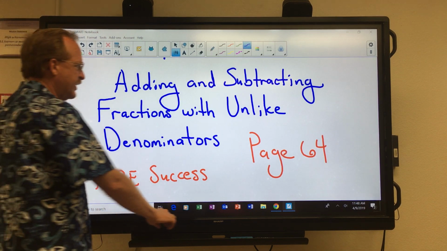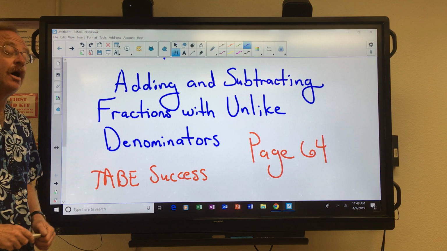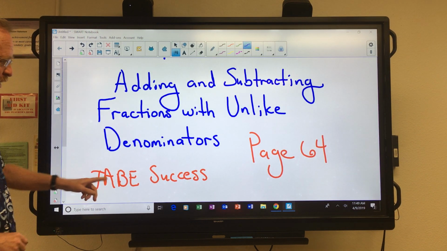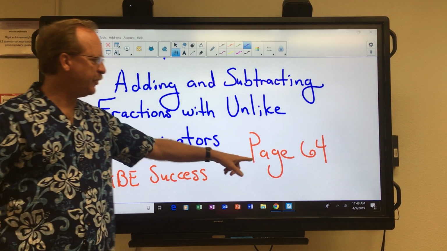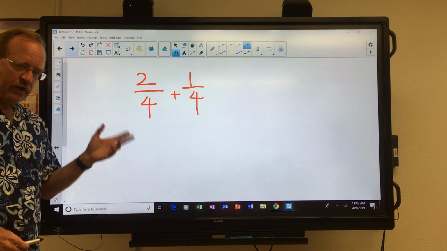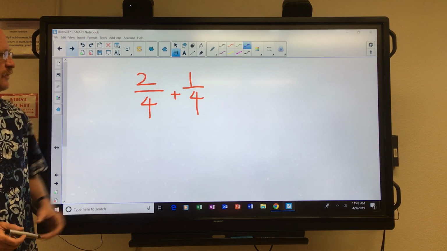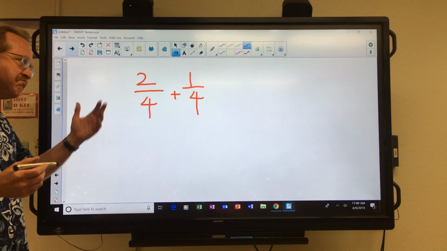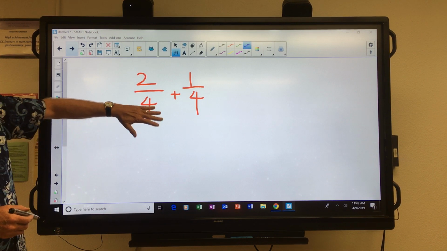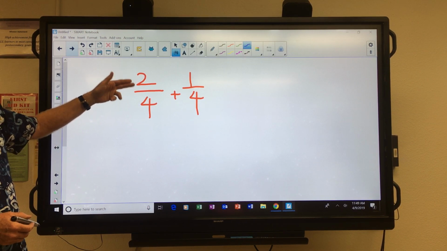All right, so we're back again, and today we're adding and subtracting fractions with unlike denominators. And we're in our TABE Success book on page 64. Now, in our previous work, we've looked at fractions that have denominators that are the same. And if that happens, it's real easy to deal with. You don't worry about the bottom, it's already set. We're just going to worry about the top, the numerator.